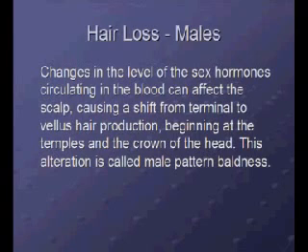We typically see this occur around the temporal area and the crown of the head more often. This alteration is referred to as male pattern baldness. This also can have a hereditary link as well. The pattern of baldness may be seen in siblings or certainly in the parents of the individual who's affected.